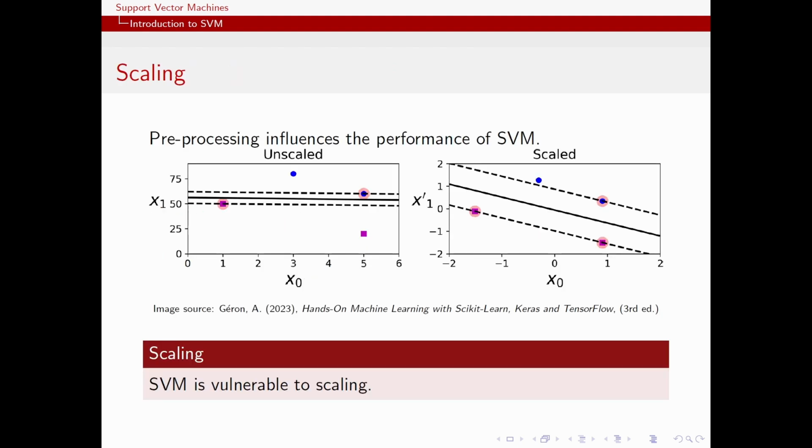Now, as we are talking about SVMs, it is important to note that they are sensitive to scaling. As you can see in the example in the picture, which is the same data, but one is unscaled and one is scaled. So pre-processing might be needed for optimal performance of support vector machines.